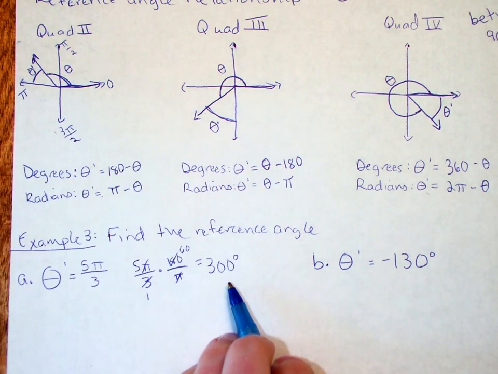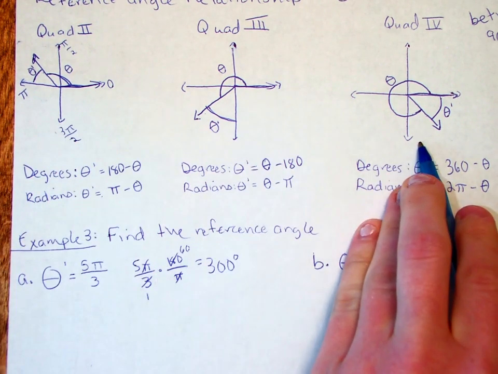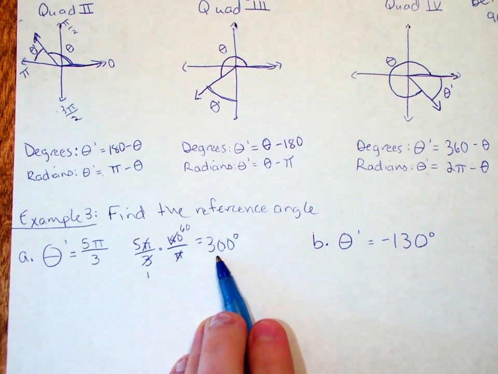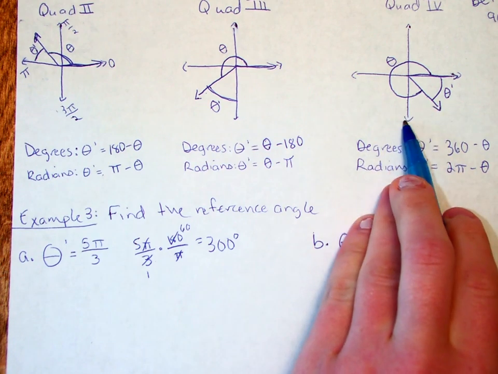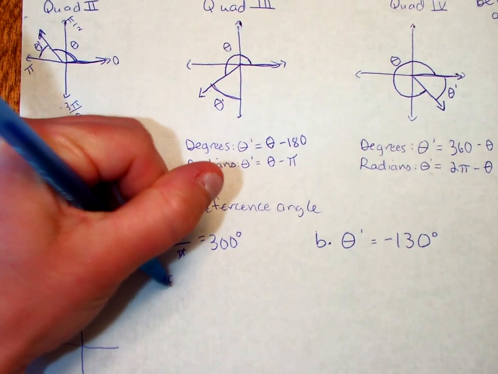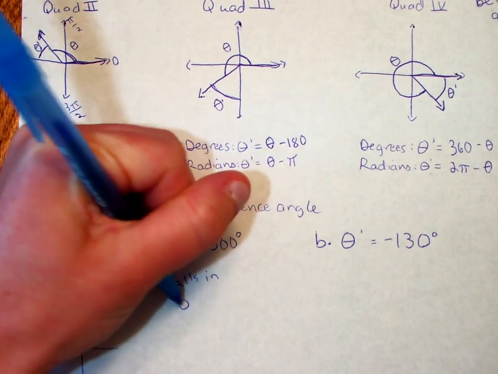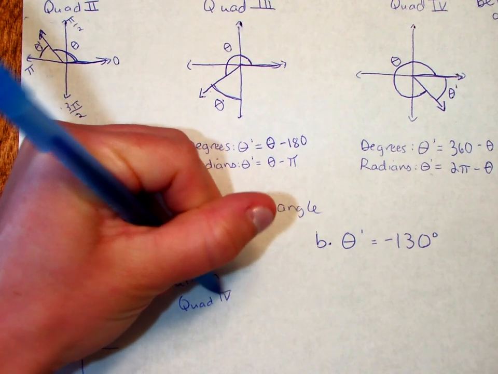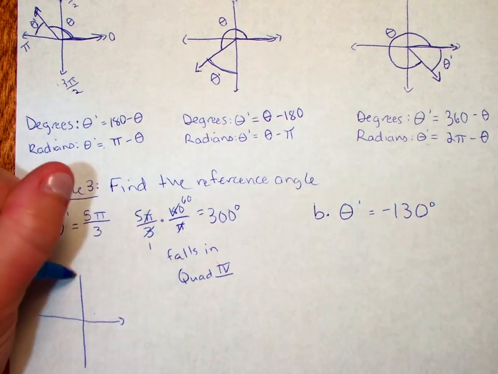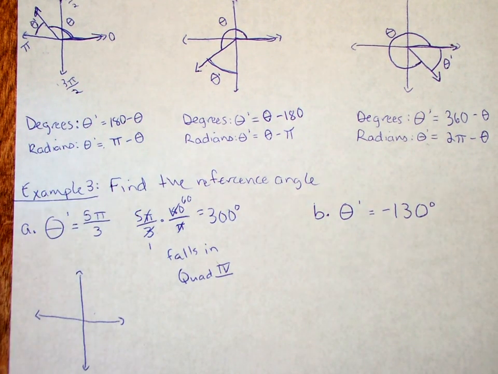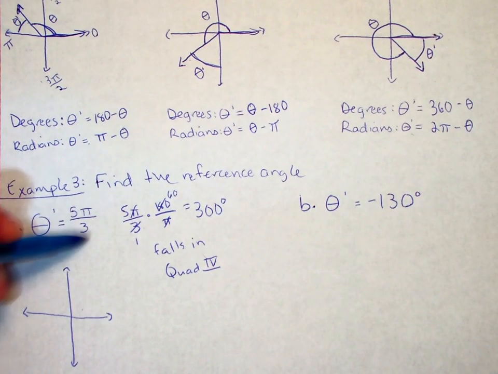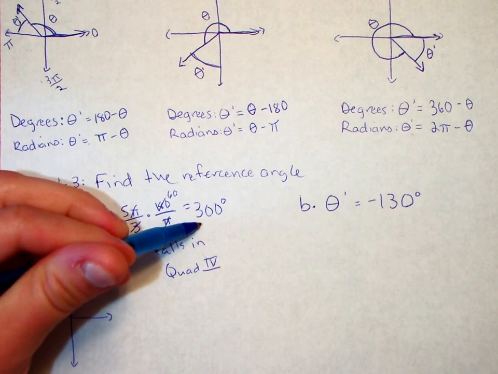This also gives you an idea of which quadrant it's going to be in. If it's 300 degrees, it's going to fall in quadrant 4, between 270 and 360. So it falls in quad 4. That'll come in handy later. Like I said, you can use either radians or degrees. For now, let's keep it in radians because it's in radians, but this will give you a good idea of where it is.